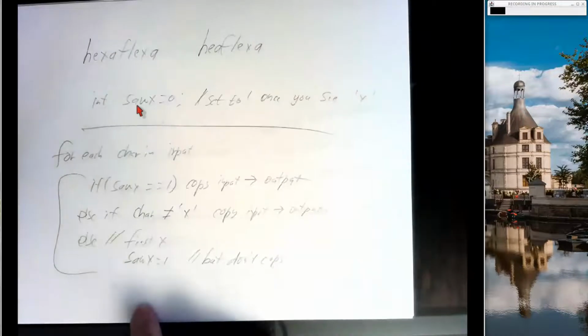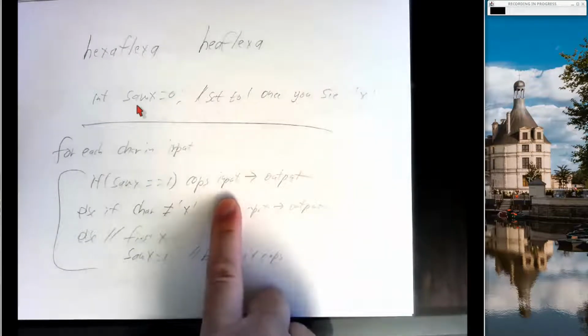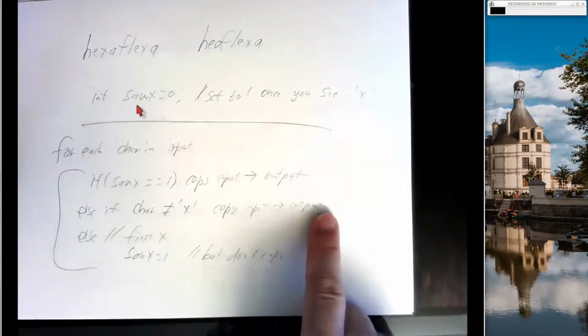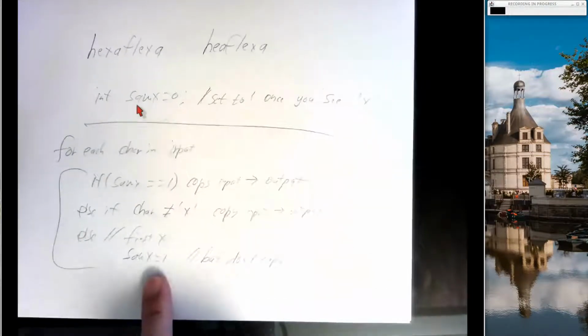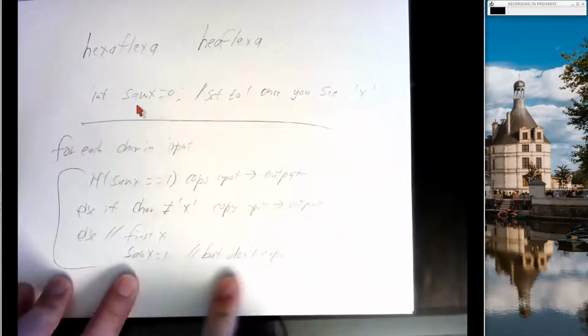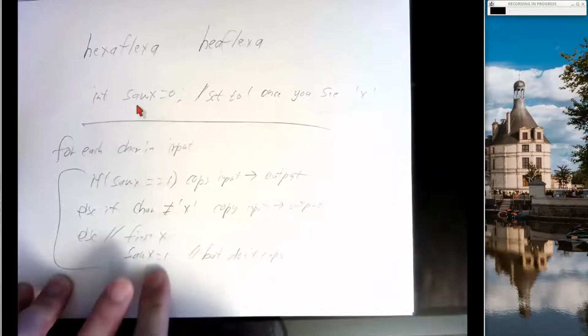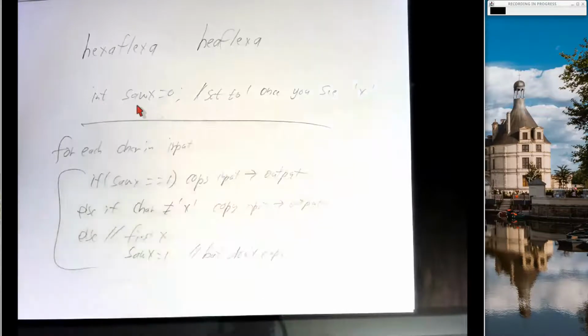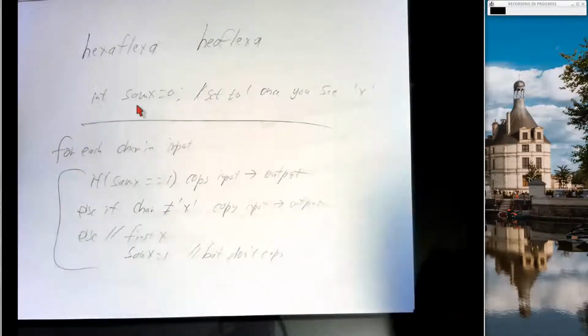Initialize it to 0 to say I haven't seen an X yet. And if we've seen an X, we're just going to copy regardless of what the character is. If we haven't seen an X and our character is not an X, we're going to copy it. But if we haven't seen an X and we're seeing an X, we're not going to copy because we're skipping that first X, but we set this flag so that in the future we can say, hey, we already saw an X. Let's copy even if we have another X. And so this is this stateful programming that we talk about sometimes.